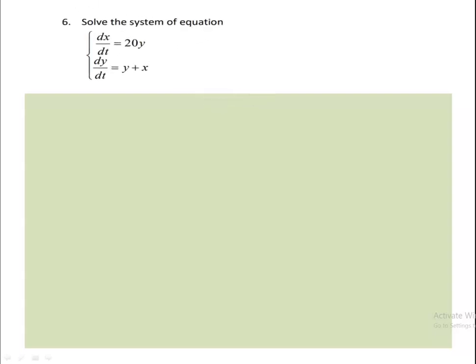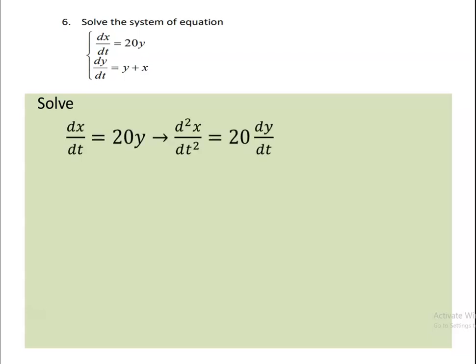Okay, students, let's come now to question number 6. It says solve this system of equations. So how can we solve this kind of equation? Let's see. The solution goes like this.